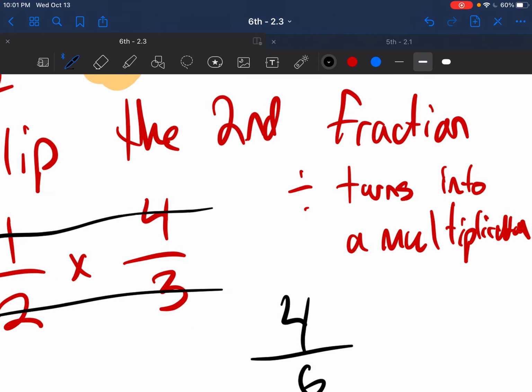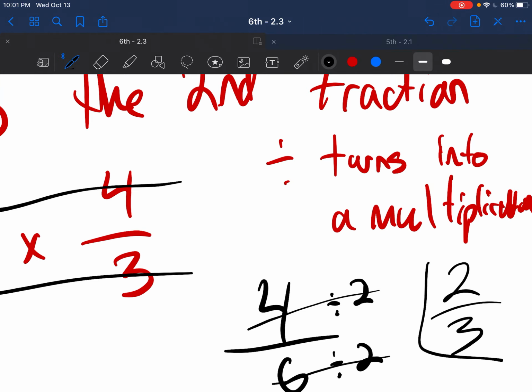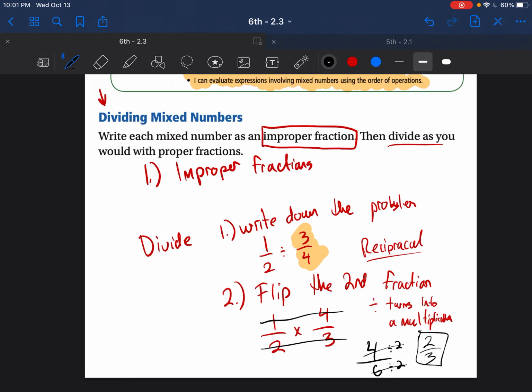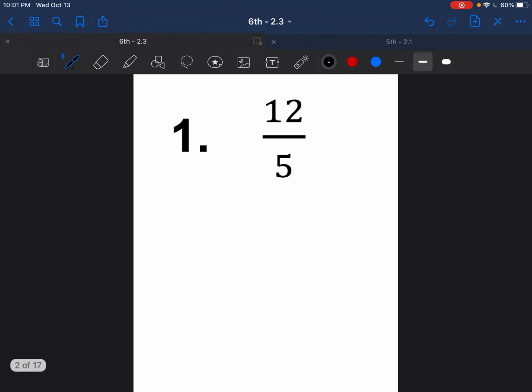But we can simplify. One number goes into 4 and 6. Well, that's 2. So let's divide. 4 divided by 2 is 2. And 6 divided by 2 is 3. And that, ladies and gentlemen, is how we simplify fractions. So, first things first, turn it into improper fraction, then divide as normal.